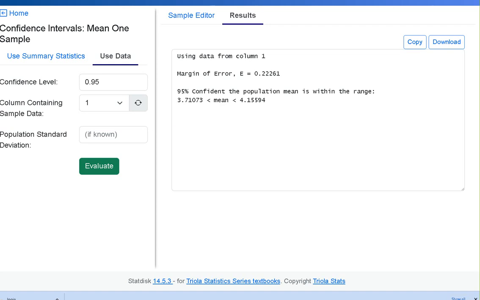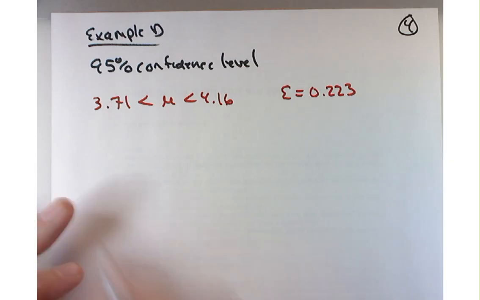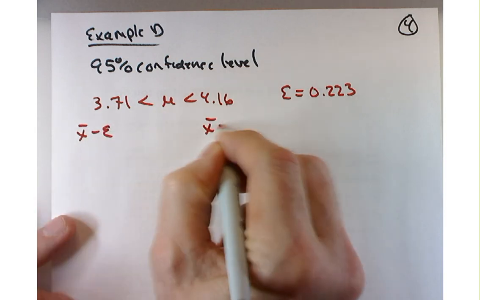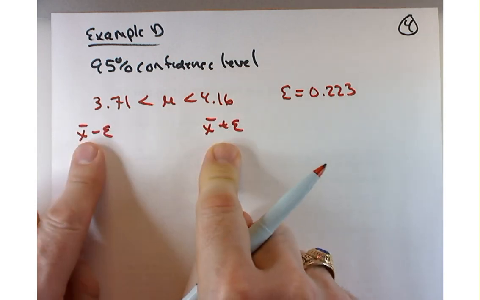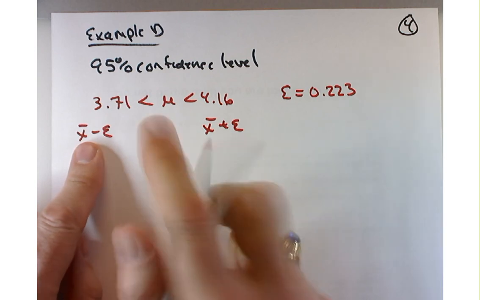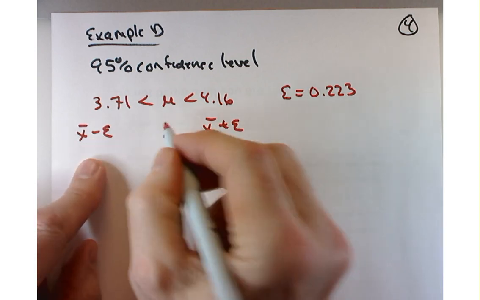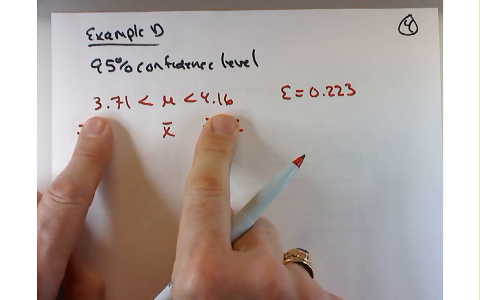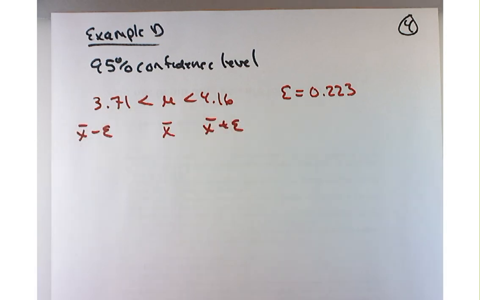So our confidence interval looks like this. This is really X bar minus E. This is X bar plus E. X bar is going to be directly in the middle. So if I want to figure out what X bar is, all I have to do is average those two. So add them together, you get 3.87 and divide by 2. That should be your X bar.